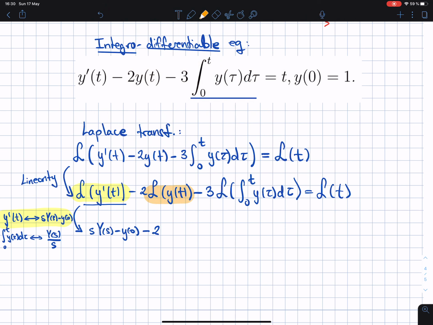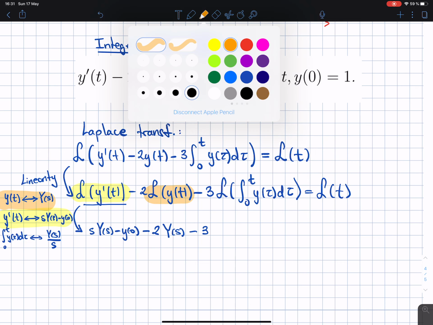what shall we do? It's just definition. Remember that we decided to use this notation that tells me that when I have a function y in time, its Laplace transform is called capital Y of s. So this is just notation, and I will write here just capital Y of s. Okay, let's continue. Minus 3 times, and now what shall we do with this term?